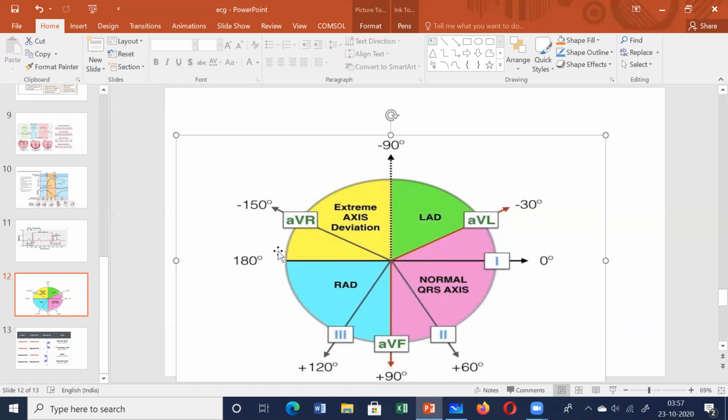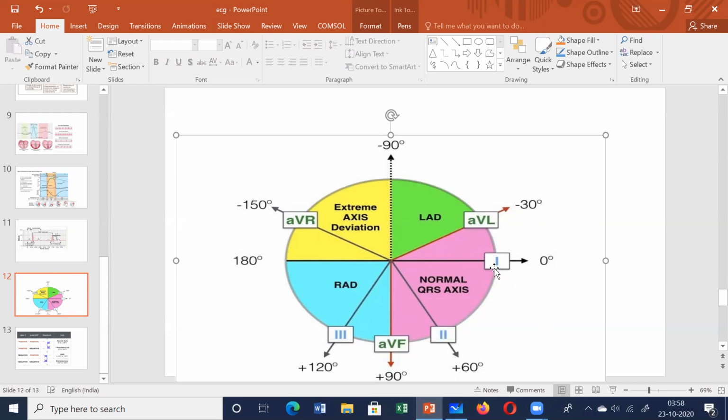What will happen if both of them are negative? Can you see this yellow portion, both lead 1 and lead AVF? If both of them are negative, it indicates extreme axis deviation. This is what is called the quadrant approach. The issue with this approach is that it gives only a close approximation of the true axis. It narrows down the normal axis range, and sometimes it can result in inaccurate interpretation of the true electrical axis. However, for most situations, this is the way we determine the axis.